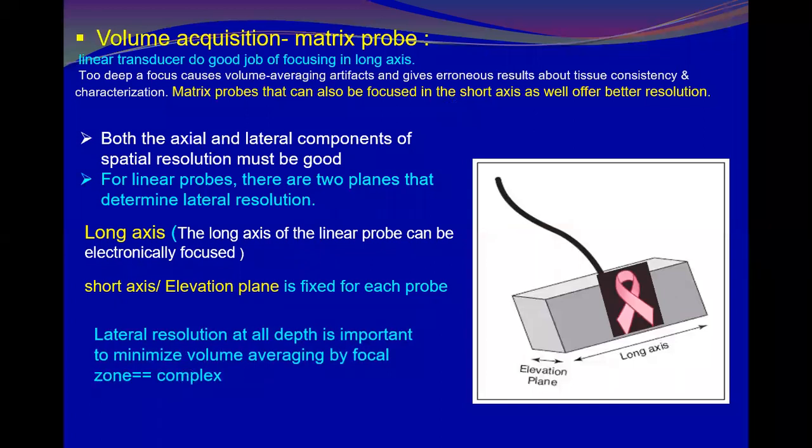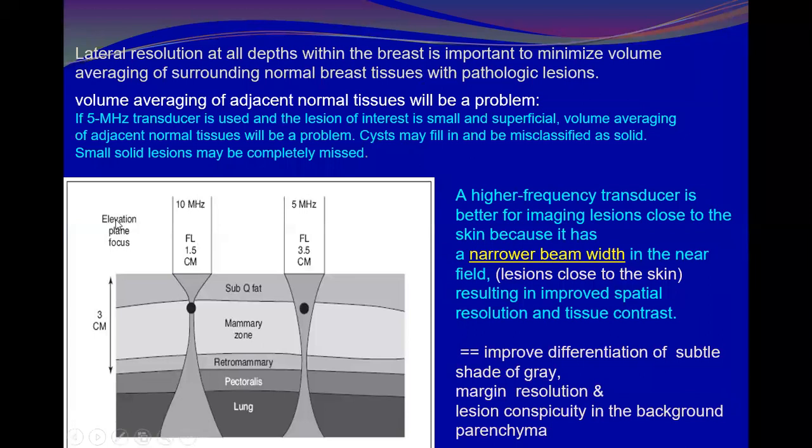We'll see here. We also have to optimize the focal zone for the lateral resolution. This is the elevation plane, which as we said is fixed for each transducer. As we mentioned before, 3 centimeters, and for this transducer here it is about 1.5 centimeters, while for the low frequency it is a little bit deeper, about 3 centimeters. What does it mean? Look for the narrow beam, and the area of maximum narrowing. You see here the maximum narrowing will be about 1.5.